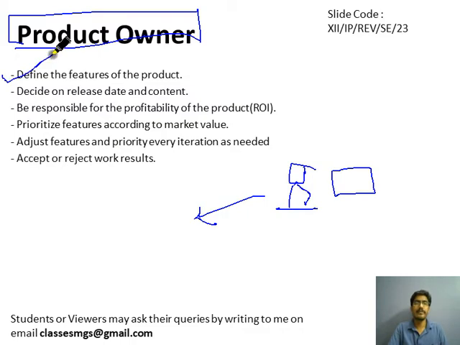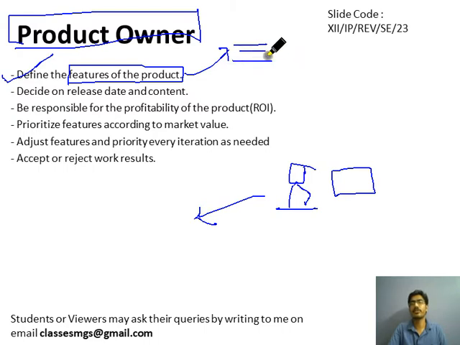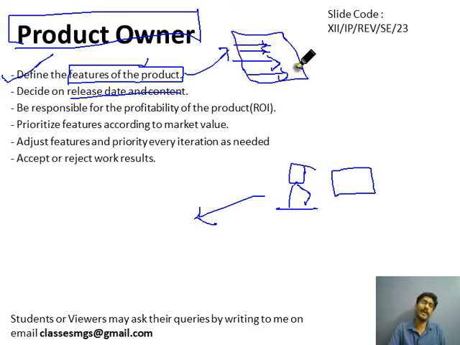Let's see. He defines the features of the product. Product means, let's suppose I am making a red pen, and what are the features of this product? It should be made of plastic, the refill size should be something, and its color should be red. So these are the requirements, these are the features of the product, and these features are prepared by the product owner. He also decides the release date. He will decide on which day this red pen will be released in the market.